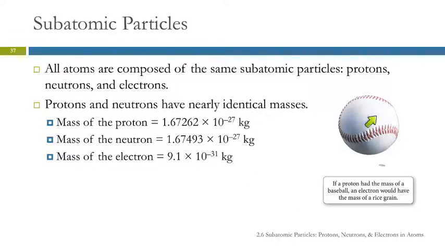So if the proton had the mass of a baseball, a neutron would also be a baseball, and the electron would be a grain of rice. So that gives you kind of an idea of the scale. Electrons are so much smaller that you really don't even have to consider their mass at all.